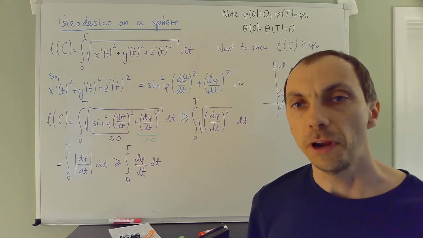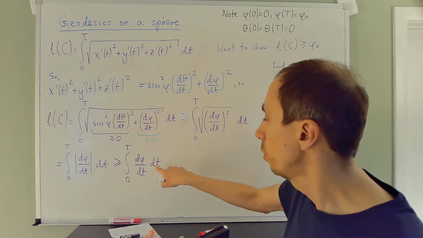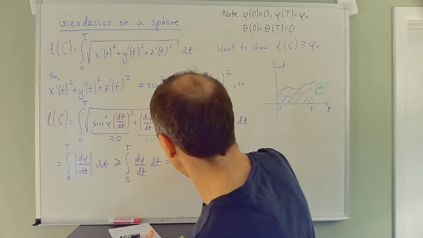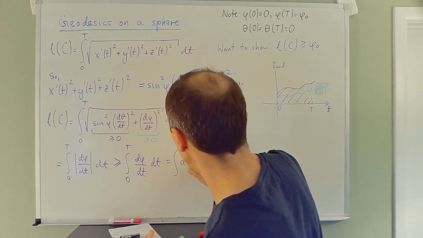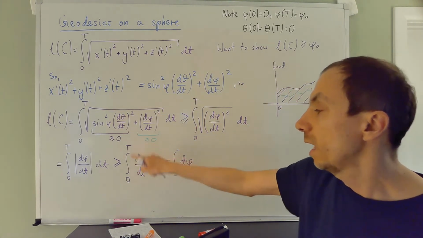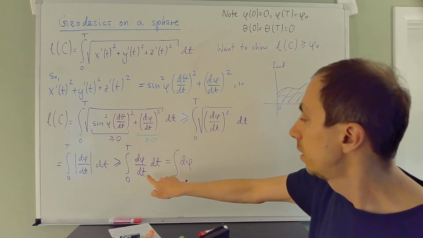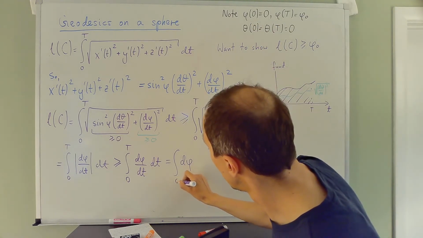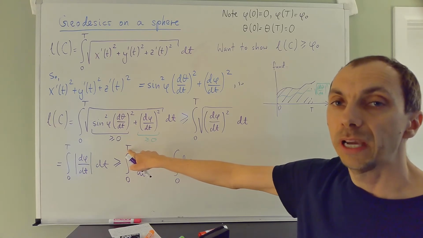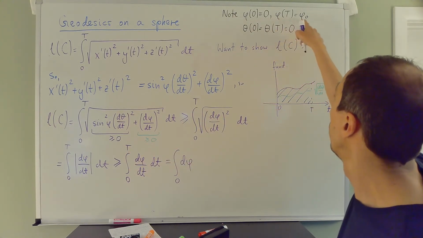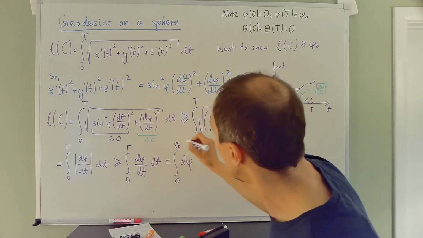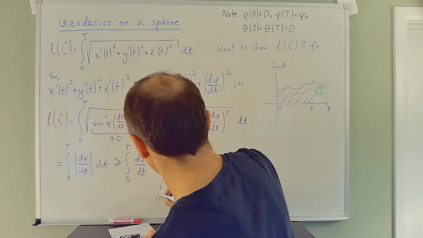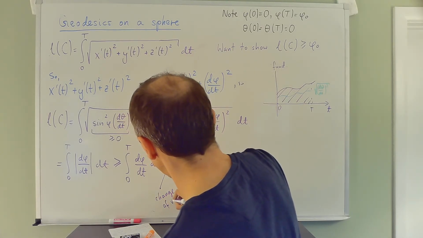So I can do a change of variable here. My current variable is little t, but I can make my new variable to be phi. And then the change of variable formula from calculus just gives me d phi here. But I have to recalculate the bounds. So when little t is 0, then what's phi? Oh, phi is also 0. And when little t is capital T, then what's phi? Oh, phi of T is then phi 0. So I get that integral. That's just change of variable, in other words, substitution.